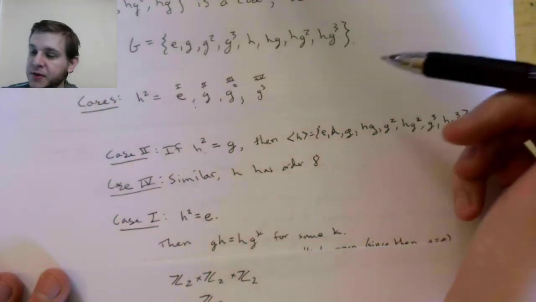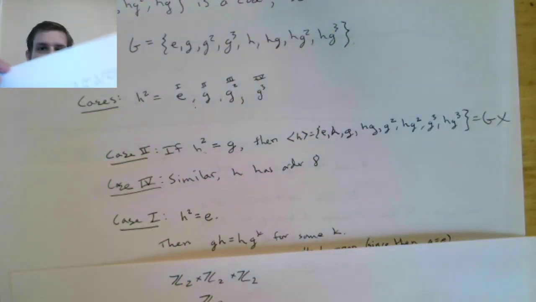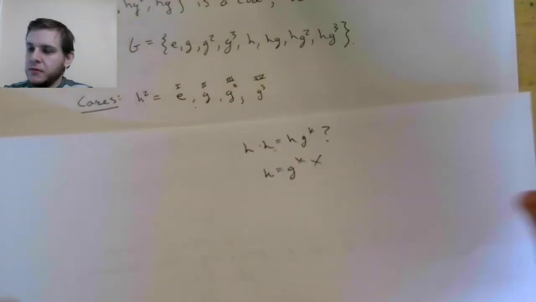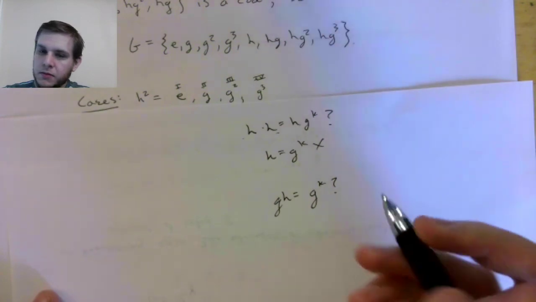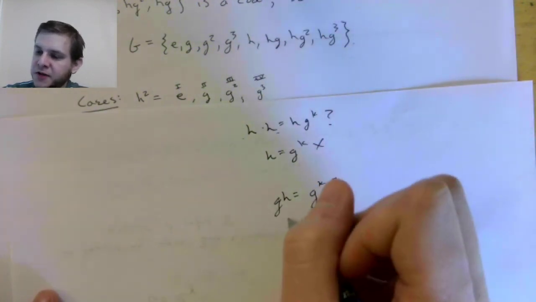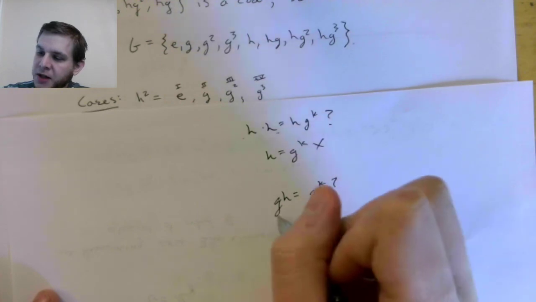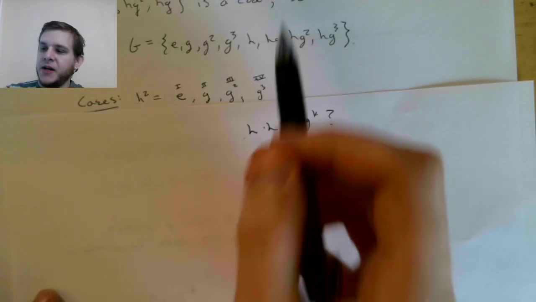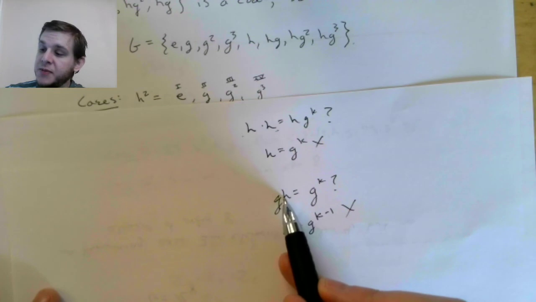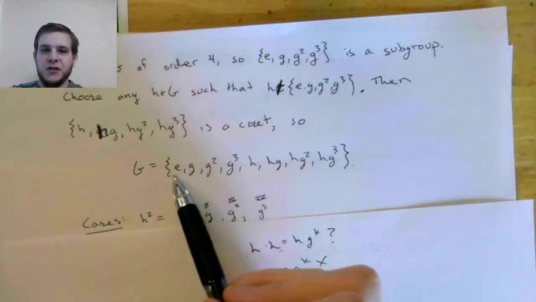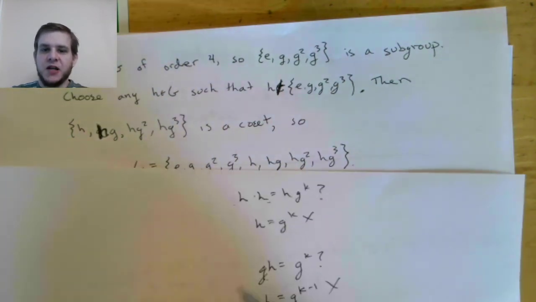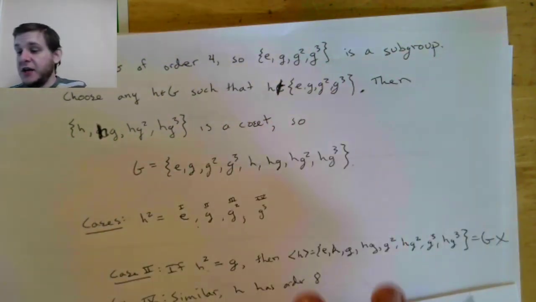Well, G times H, again, for similar reasons from before, it can't be equal to a power of G. Because if G times H were equal to a power of G, then multiplying this by G inverse on the left, I'd get H is equal to G to the k minus 1. And by assumption, H is not this thing, so this can't happen. So G times H is not a power of G. It's not one of these four things. So G times H has to be equal to H times G to the k for some k.